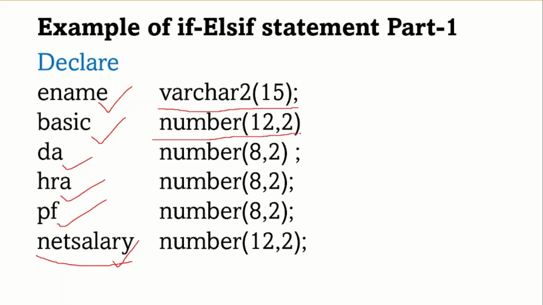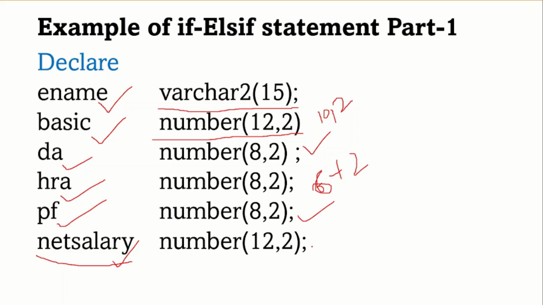So basic 12,2 means 10 digits will be reserved for the integer and 2 digits will be reserved for the decimal part. Similarly, DA 8,2 means 6 digits will be reserved for the integer part, and 2 for decimal. Similarly, 8 means 6 plus 2. And 6 means 6 digits will be reserved for the integer value, 2 for decimal.